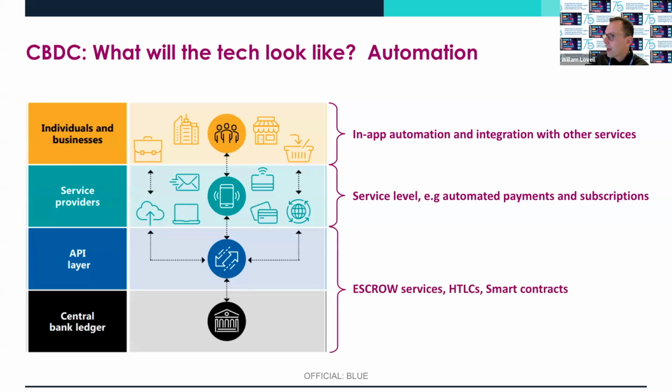And then looking at smart contracts, escrow services, and hash time lock contracts that allow more complex integrations with other kinds of services. Again, we're looking to do some experiment work on this in the next year or so to start to really validate and elucidate what the use cases for this kind of thing might be.